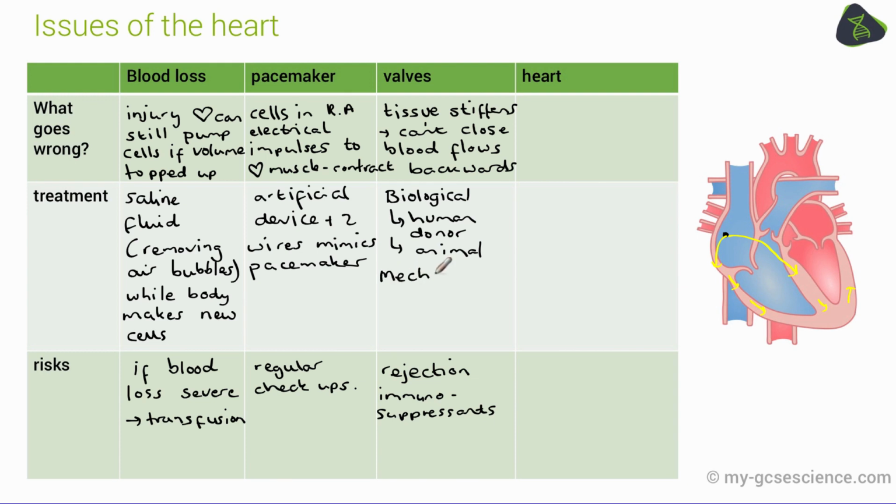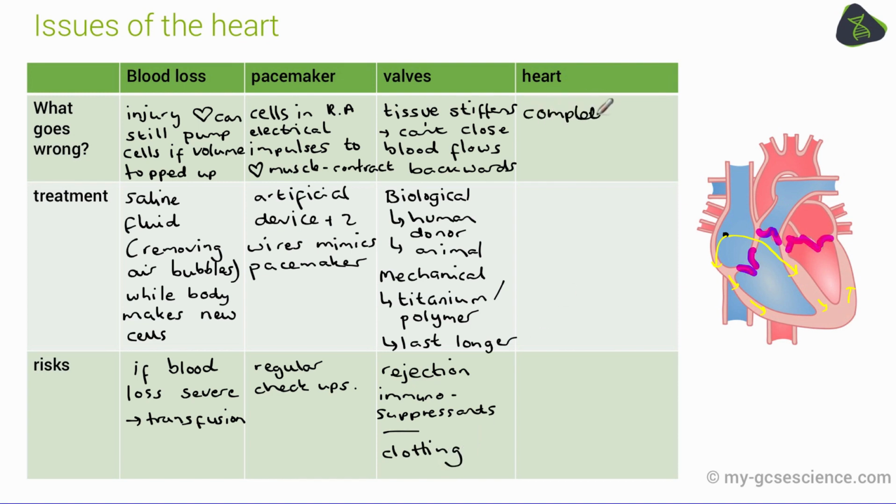These are made from non-biological materials such as titanium, which is a very light metal, or polymers. They last a lot longer than biological valves do, but there's a slightly higher risk of blood clots forming with these sorts of valves than with biological valves, so the patient will need to take anticoagulant medication for the rest of their life. If the heart itself completely fails, then a heart transplant will be necessary.